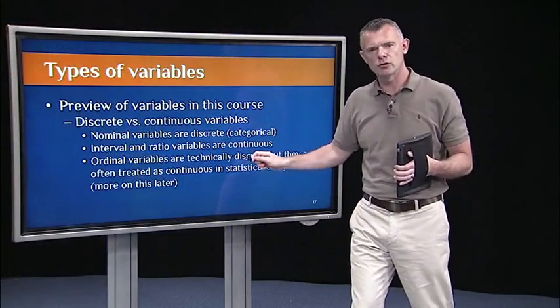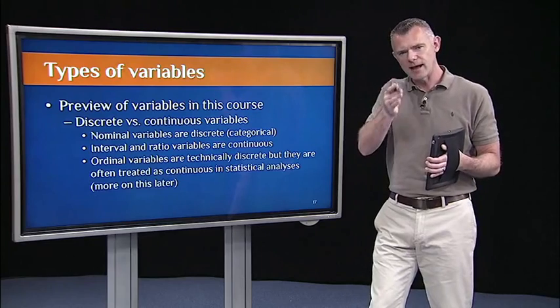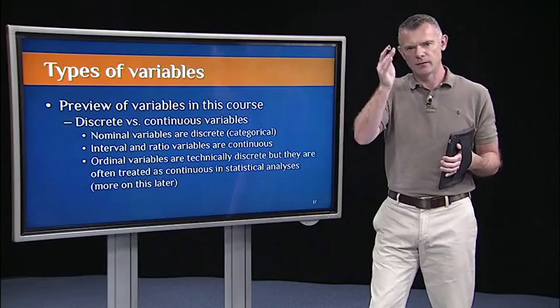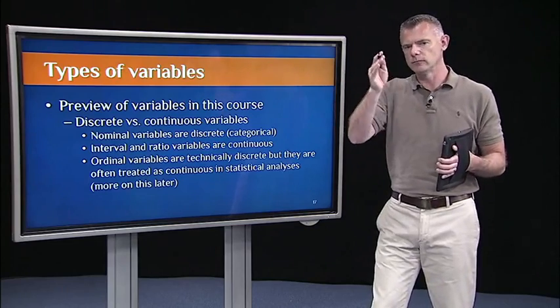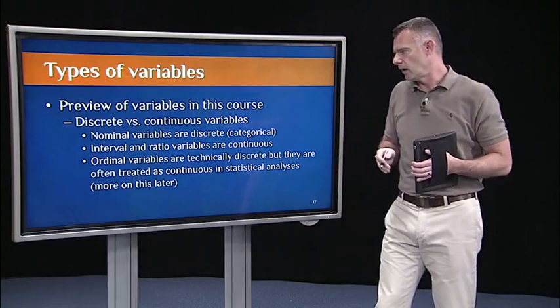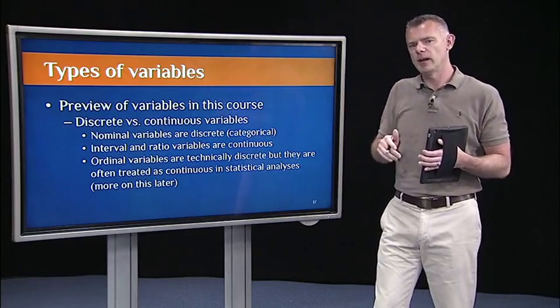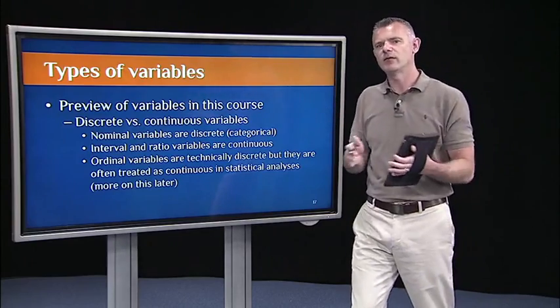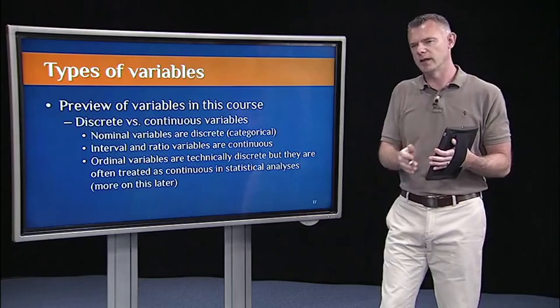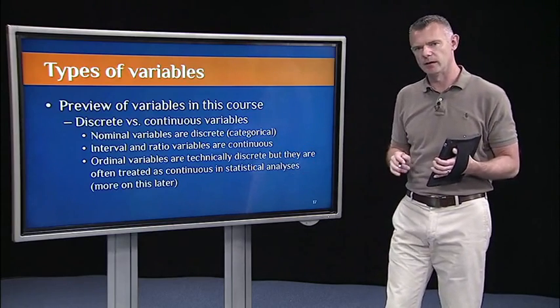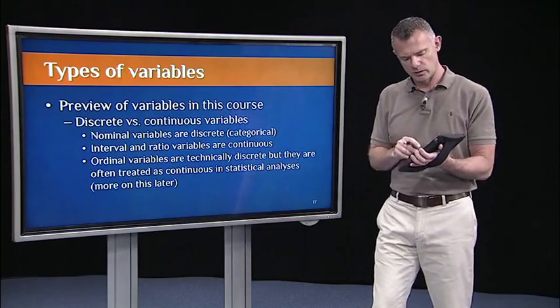Ordinal variables are a little tricky. They're technically categories, right? If I only have, say, first, second, and third, gold, silver, bronze, those are like categories, but they're ordered. And in some cases, we might want to take averages of ordinal variables, and then they look more like interval or ratio. So we'll talk more about that later as we get into some actual analyses.